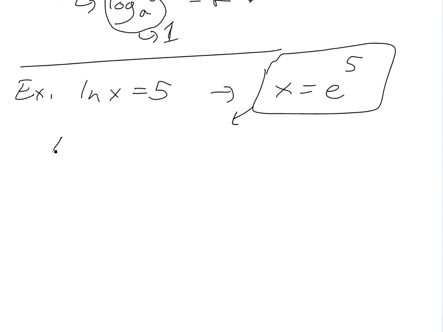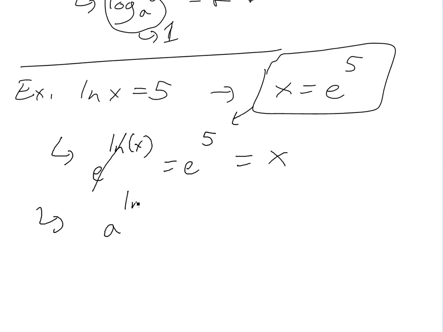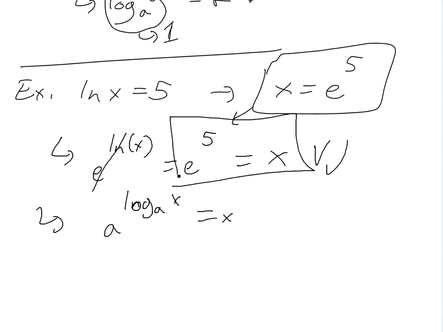What you could also do is just go e to the power of both sides. So you go e to the power of that equals e to the 5. And then see my other rule, this just cancels, so you'll just be left with x. As I showed in my other video, if you have a to the power of log a x, this just equals x. So that's one proof you could do. I showed the proof in the previous video.